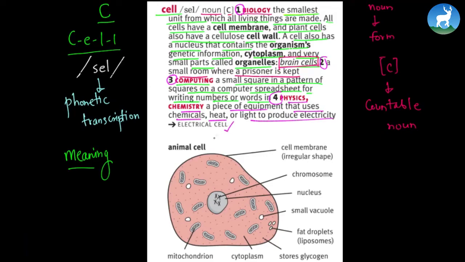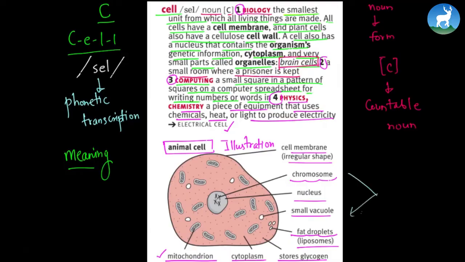For example, electrical cell. Now here's an illustration. This is what we call the illustration. Look at the illustration, right? So this is an animal cell. It contains cell membrane in irregular shape. It has got some chromosome, nucleus, small vacuole, fat droplets called liposomes, and there's glycogen, cytoplasm, and mitochondrion. So these are the different elements of an animal cell, and this is shown in the illustrative portion.